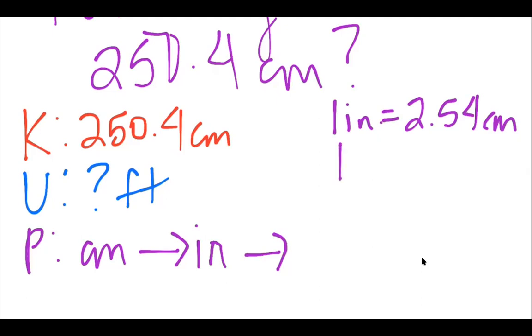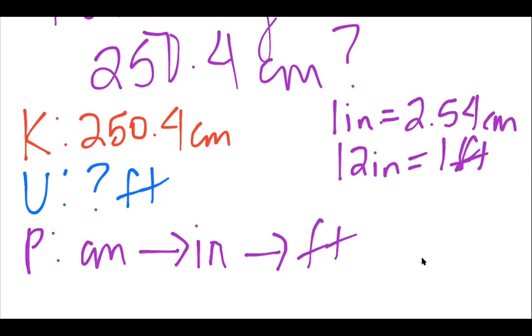12 inches equals 1 foot. Yep, 12 inches equals 1 foot. So this one is only going to be a 2-step problem, because I'm going to need one conversion factor to go from centimeters to inches, and then a second conversion factor to go from inches to feet.